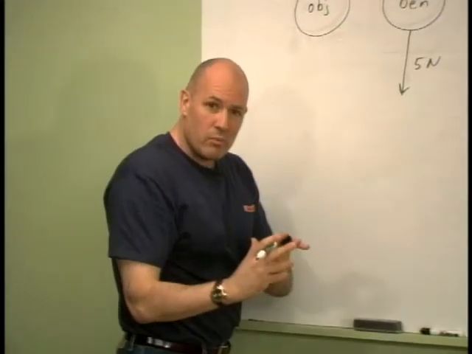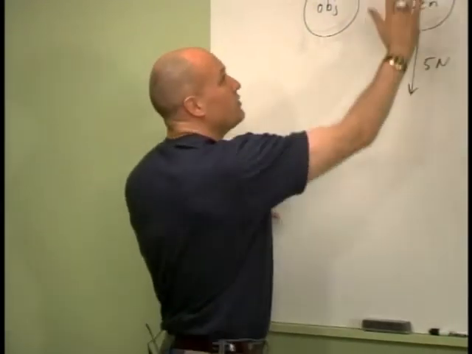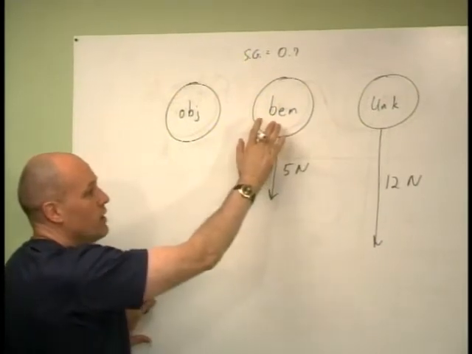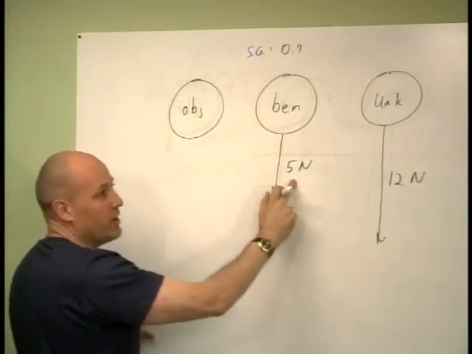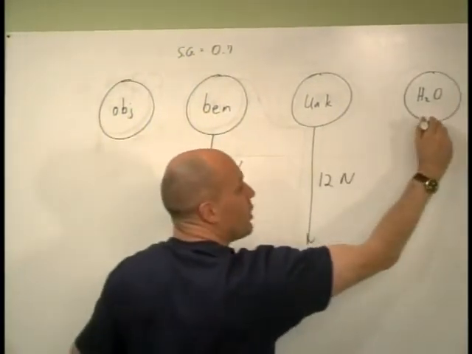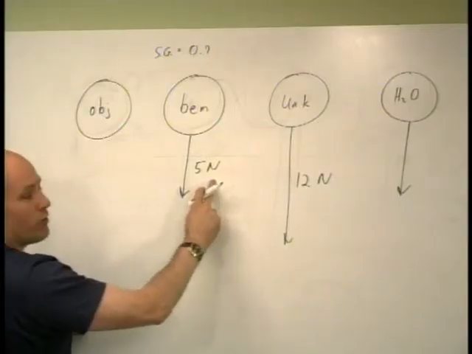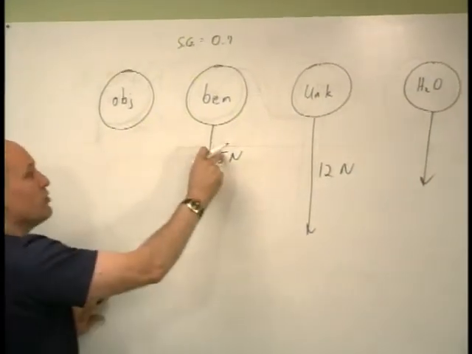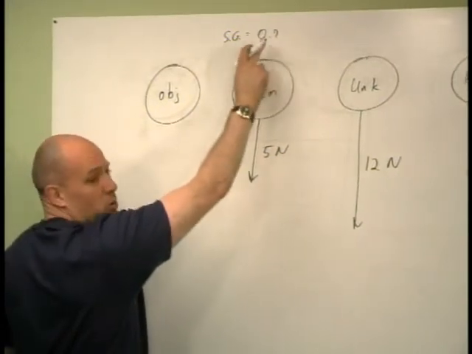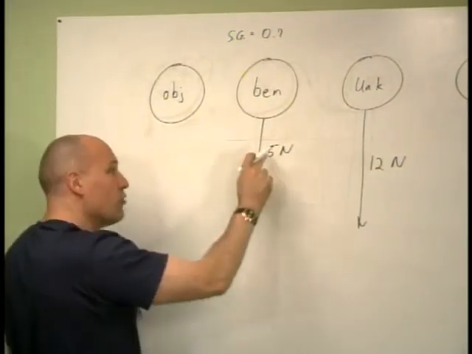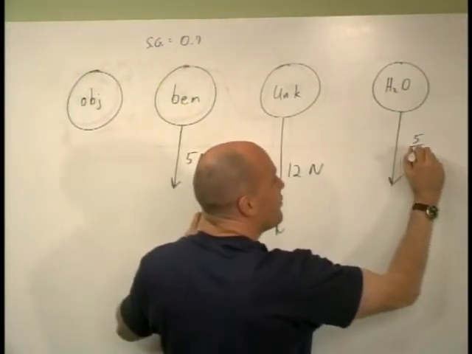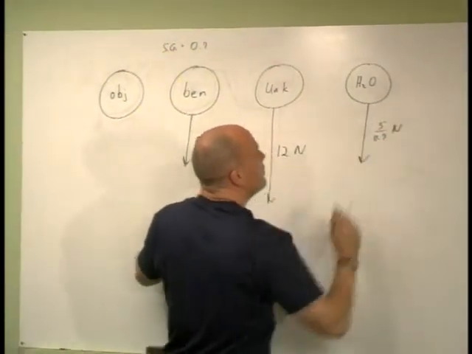0.7. When I get a problem where the numbers are bad, I'm just going to change the number just to see what would happen. What if the specific gravity of benzene were 2? That would mean benzene's twice as heavy as water. So if that were true, the same amount of water would weigh how much? 2.5 newtons. How do we get that number? 5 divided by 2, and 2 is the specific gravity. Well, the specific gravity is not 2, it's 0.7, but we'll keep it in the same spot. 5 divided by 0.7. That's the weight of my water, 5 divided by 0.7 newtons.